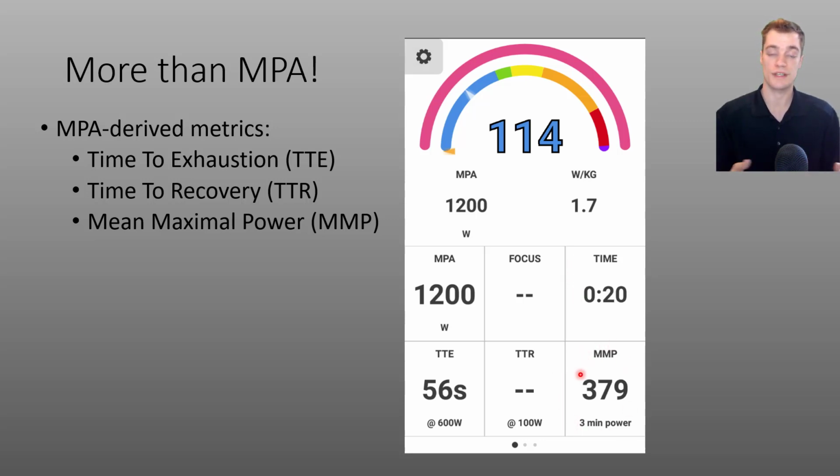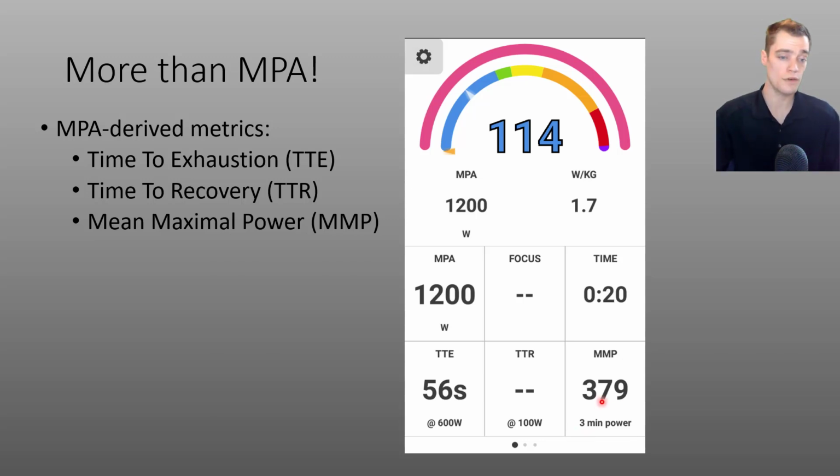And what this data field is telling us is the highest average power that you could sustain for a particular duration. So for the screenshot on screen here, this data field is telling us that the highest average power that this athlete could hold for 3 minutes is 379 watts.